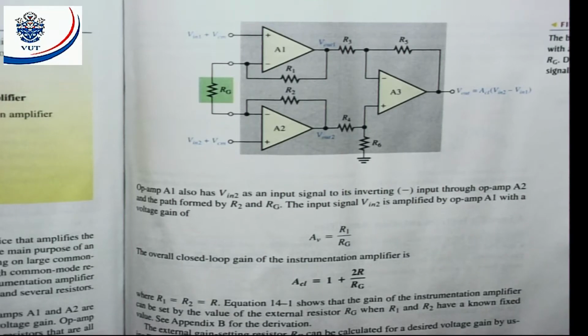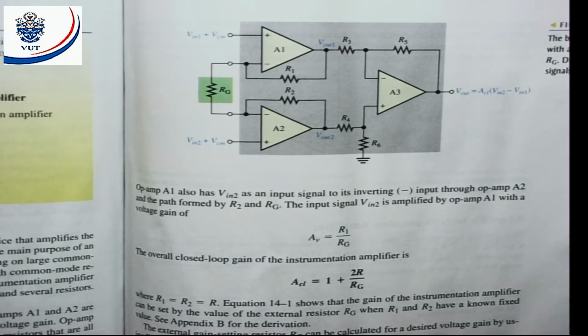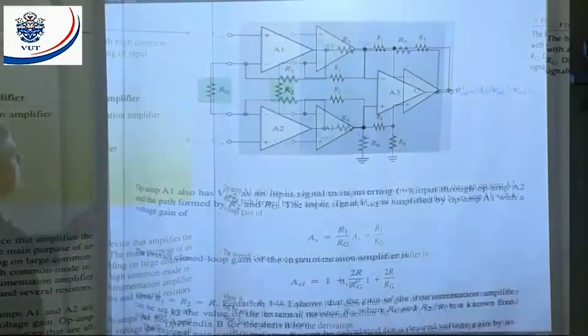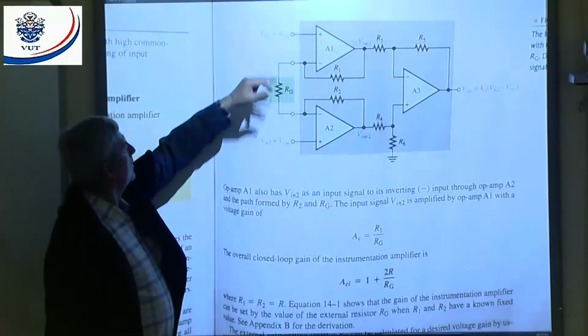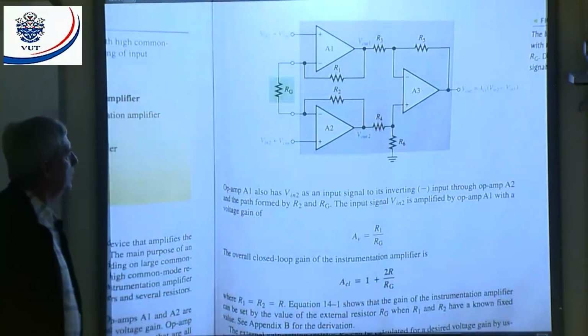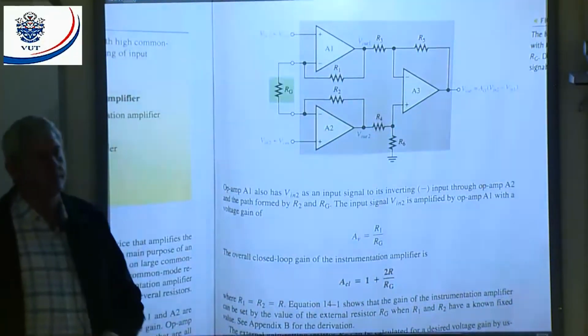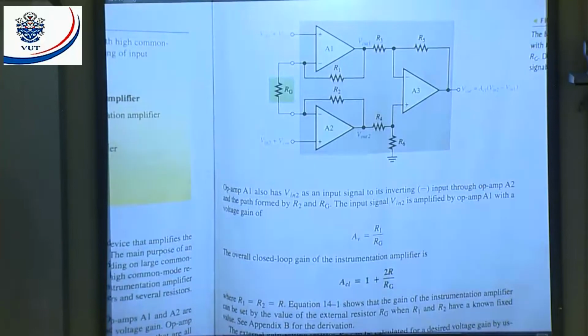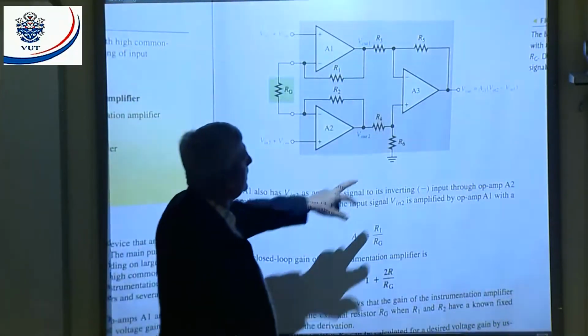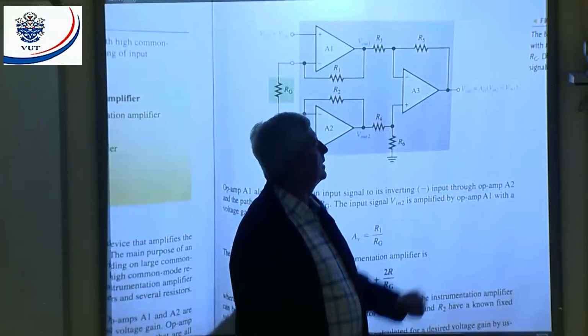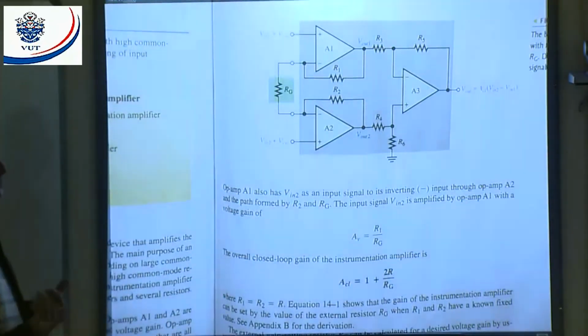Here they show us RG, my gain setting resistor. If I look at the input, I will have V in 1 plus the common mode signal, and V in 2 plus the common mode signal. The common mode signal will normally be the large signal. The inputs V in 1 and V in 2 will be my small signals. Those are the signals I actually want to amplify, and that's the information I want. That means the output will be the closed loop gain times V in 2 minus V in 1. That means we will get rid of the common mode signal.